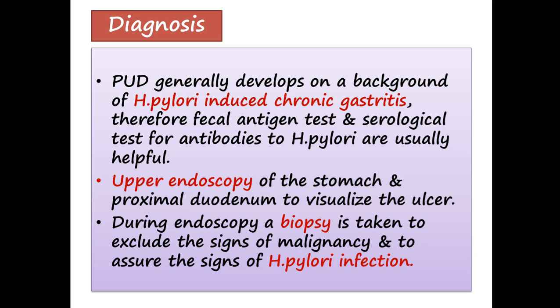Because I have mentioned that both types of chronic gastritis, H. pylori gastritis and autoimmune gastritis, are strong risk factors for the development of adenocarcinoma in the stomach.